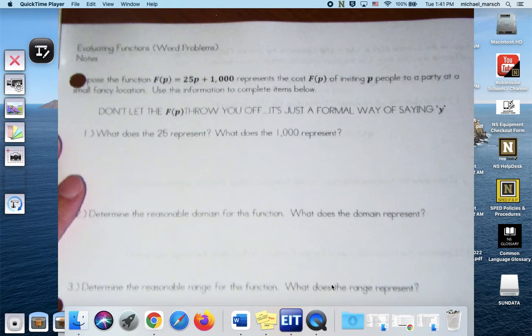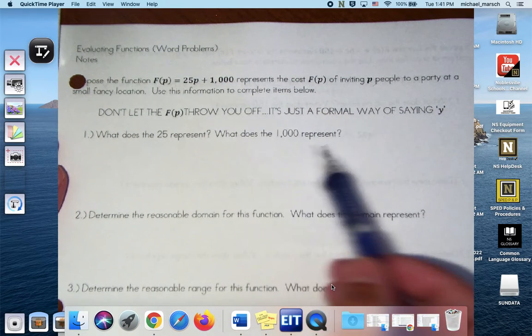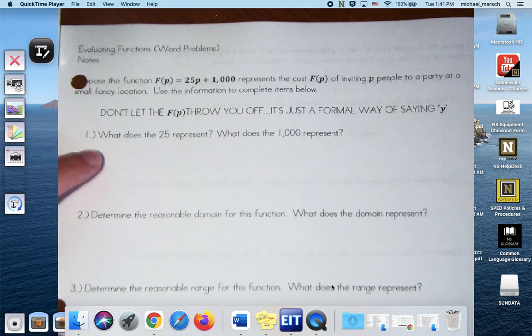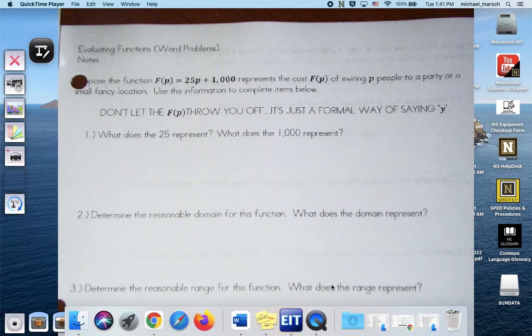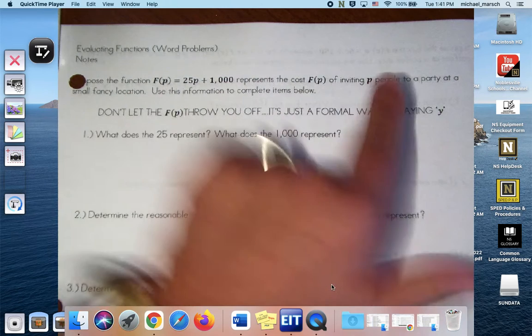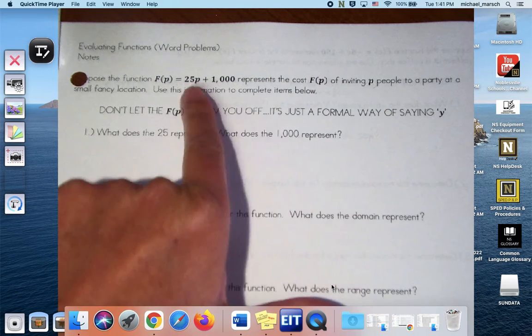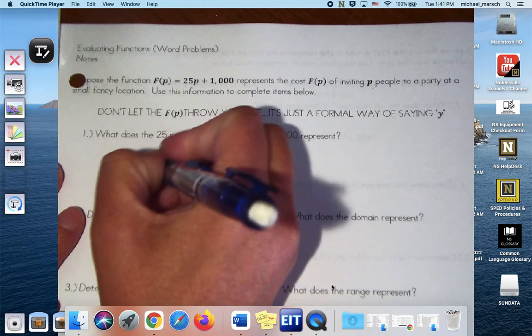So let's just break this down together here. What does the 25 represent? What does the 1,000 represent? In this scenario, this is the cost. And p is the number of people you're inviting. If the function of p is our total cost, and p is how many people we invite, what do you think the 25 might represent? Grace? Cost per person. Yeah.